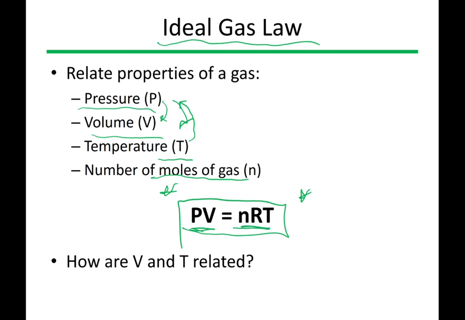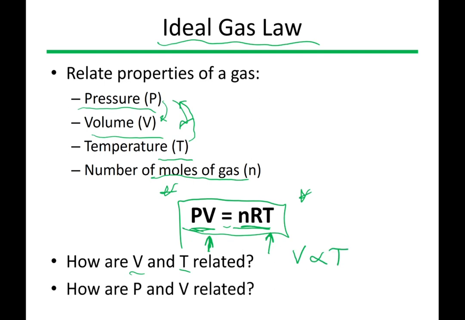Since these two sides have to be equal, we can think about how volume and temperature are related. So if we increase volume, for example, for these to stay equal, we would have to also increase the temperature. Another way to say this is that volume is directly proportional to the temperature. They'll move in the same direction with the same magnitude. We can ask about how pressure and volume are related, and we can see in this case, since they're on the same side of the equation, if they're going to have to stay equal to nRT, if we raise the volume, we have to decrease the pressure. Or we could say that the volume is inversely proportional to pressure.